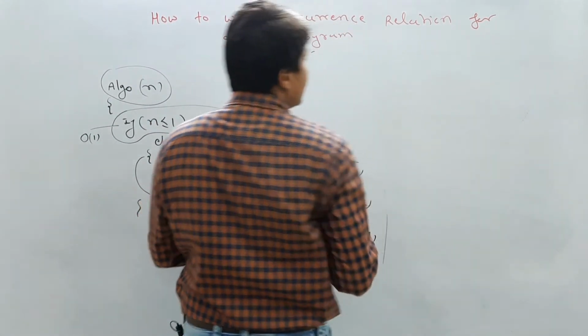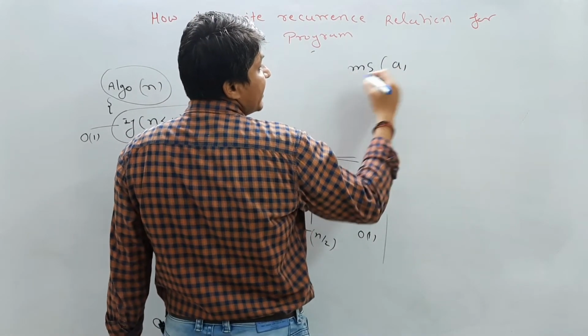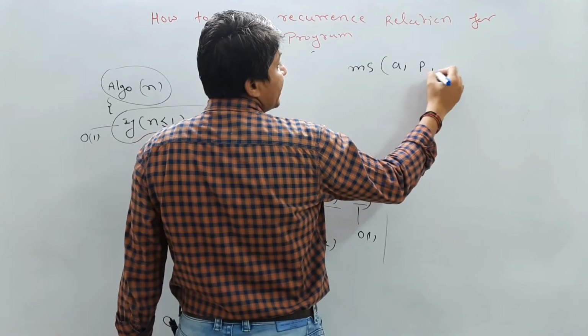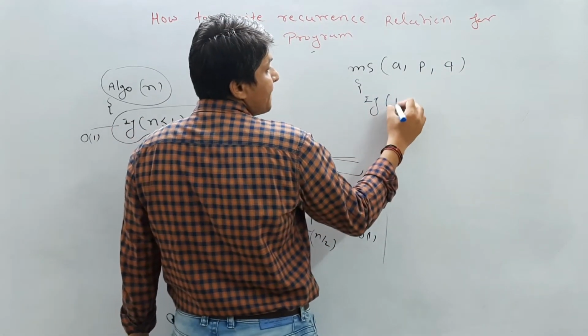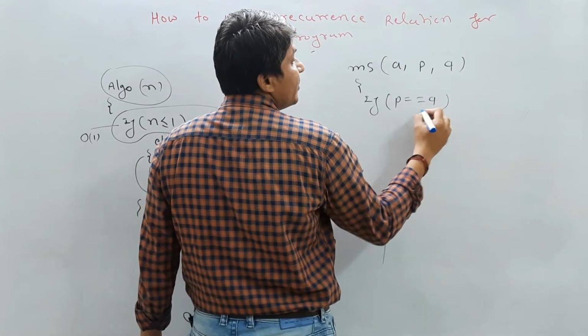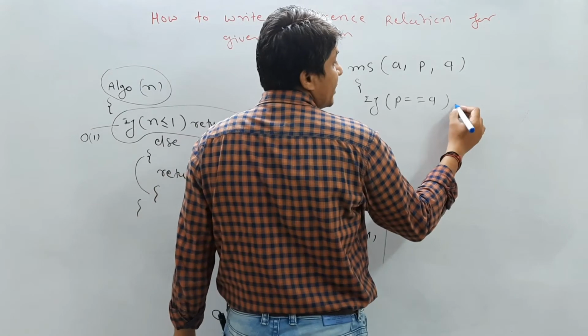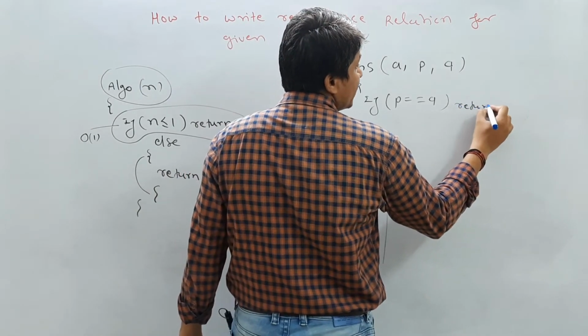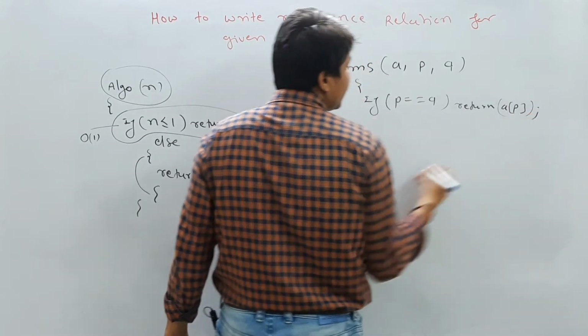If you see merge sort, A is the unsorted array, P is the starting index, and Q is the last index. If P equals Q, it is a one element problem. If the array contains one element, that element is already sorted, so return A of P. You don't need to do anything.